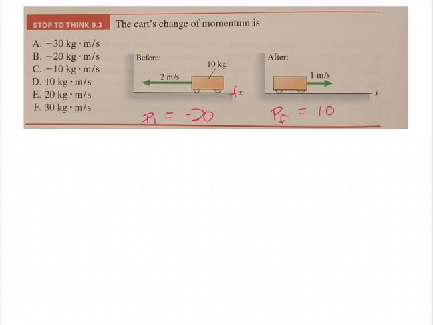Now, how do I calculate the change of momentum? It's final minus initial. So it would be 10 minus negative 20. Forgot about that. Yeah. Double minus. You got to go final minus initial. So 10 minus negative 20 is positive 30. Okay, so that's it, right? Yep. Okay, not too bad.